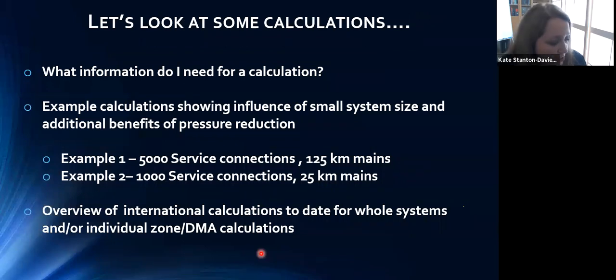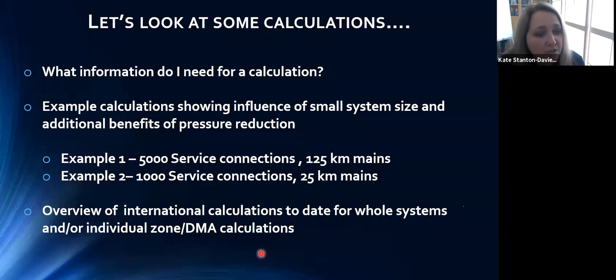So I wanted to show you a couple of example calculations of the software. But first, I wanted to talk about how simple it is to perform a calculation. And you're going to need a maximum of 7 pieces of data for any one calculation for a whole system, a zone or a DMA.